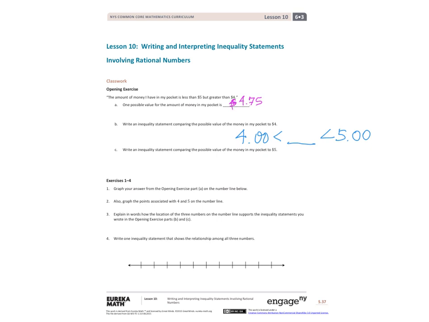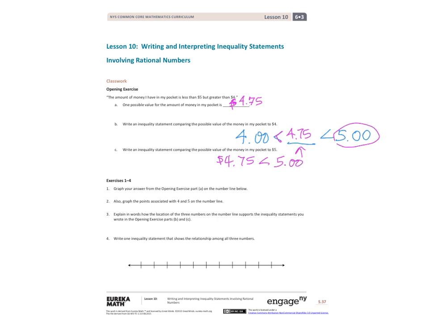Write an inequality statement comparing the possible value of the money in my pocket to the $4. So I actually don't need this part over here. So if I had my $4.75, that is greater than the $4. Got it. Write an inequality statement comparing the possible value of the money in my pocket to $5. So therefore, I have my $4.75 is less than $5. Okay.